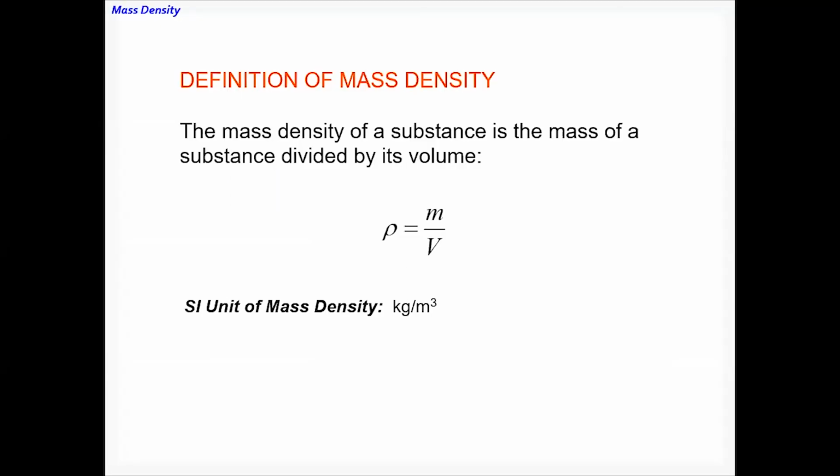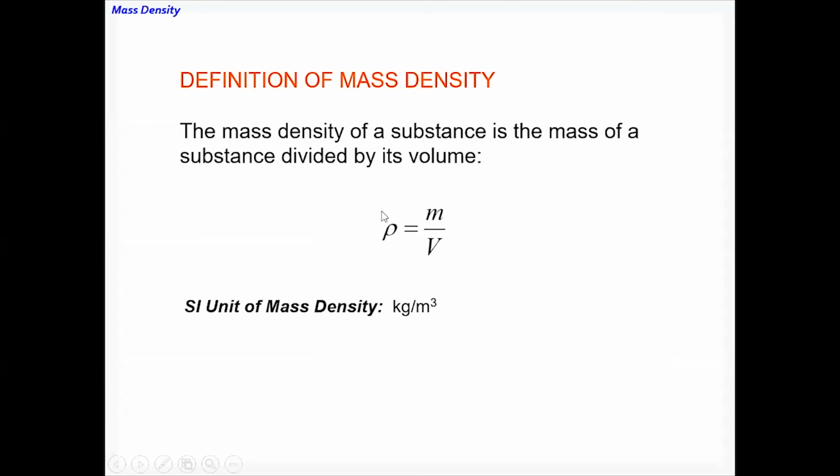So before I go to the other property of fluid, let me refresh your memory by defining the mass density. So you already know that, right? So what is density? Density is mass per unit volume, right? Okay, so density, rho.